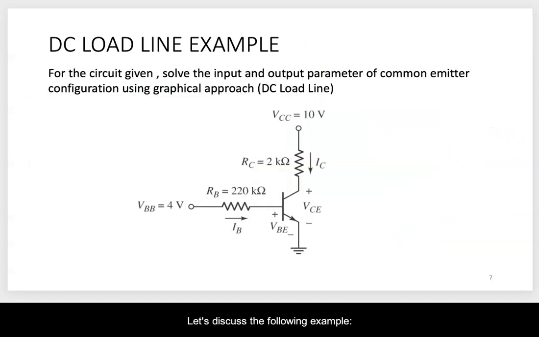Let's discuss the following example. For a given circuit, solve the input and output parameters for the common emitter configuration using a graphical approach, which is the DC load line. First, we need to identify the input and output loops and parameters for the common emitter configuration. The input loop is the base emitter loop and its parameters are RB and VBE. Meanwhile, the output loop is the collector emitter loop and its parameters are IC and VCE.